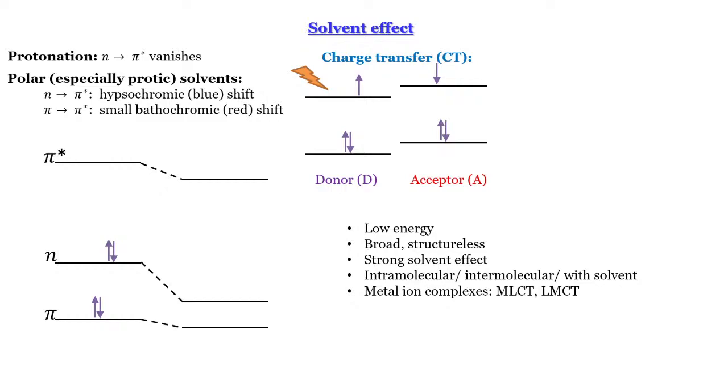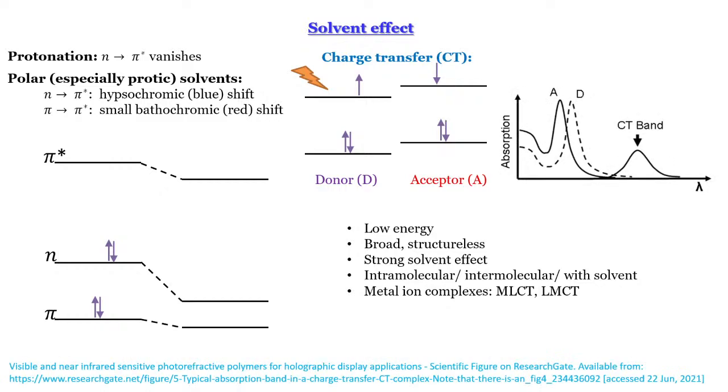In metal ion complexes, you can have electron transfer, charge transfer from the ligand to the metal or metal to the ligand. I believe most of us would have at least encountered these terms in our earlier courses. And this is a typical depiction of a charge transfer band, broader and redshifted than the absorption bands of donor as well as acceptor.